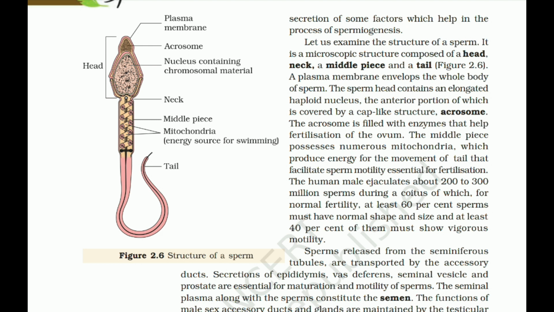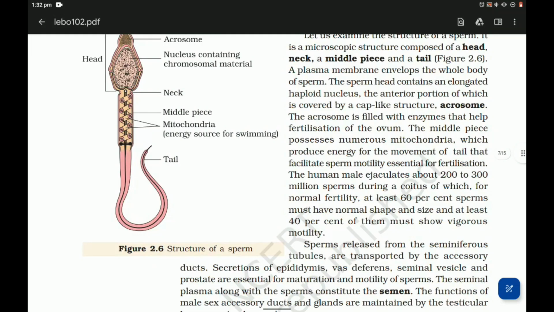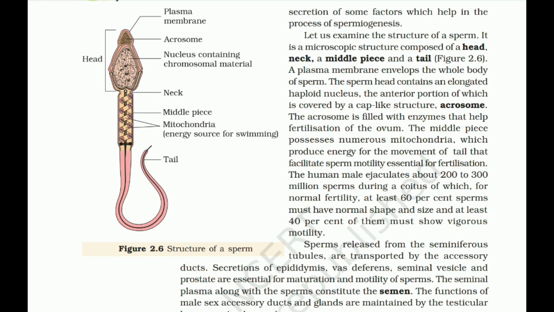Figure 2.6. Structure of a sperm. Plasma membrane, acrosome, nucleus containing chromosomal material all constitute the head. Then neck, middle piece, mitochondria, energy source for swimming, tail.